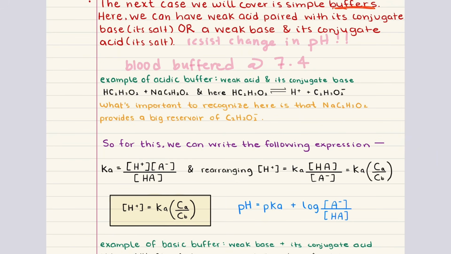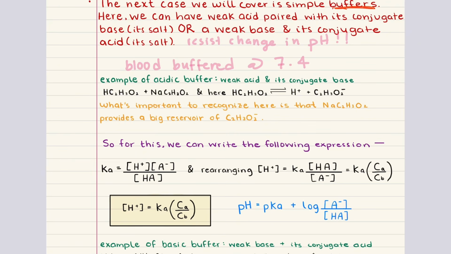So, what makes a buffer different from the weak acid and weak base examples we just finished? In those cases, we just had one species present, either a weak acid by itself in water or a weak base by itself in water. And that system will reach equilibrium, but it's not going to have the extra capacity to neutralize any additional acid or base that could get introduced.